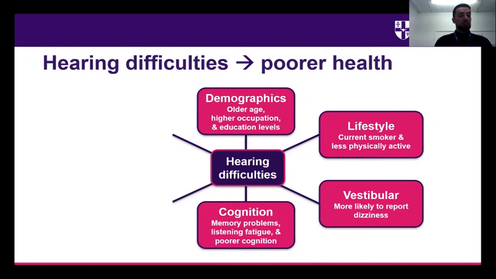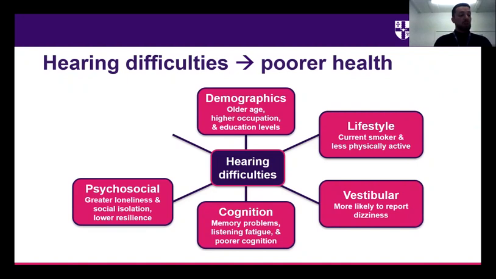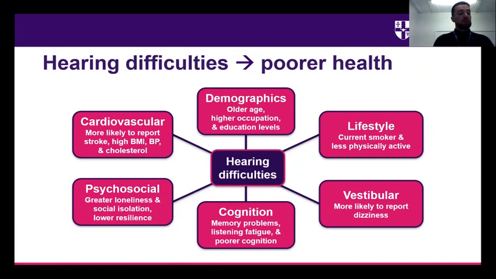In terms of psychosocial difficulties, individuals with hearing loss were more likely to report greater loneliness, social isolation, and also lower resilience, which may be attributed to the communication difficulties that are associated with a hearing impairment. And lastly, we also found that hearing difficulties were associated with greater cardiovascular risk. So individuals that had a hearing difficulty were more likely to report stroke, higher BMI, body mass index, higher blood pressure, and poorer cholesterol levels.